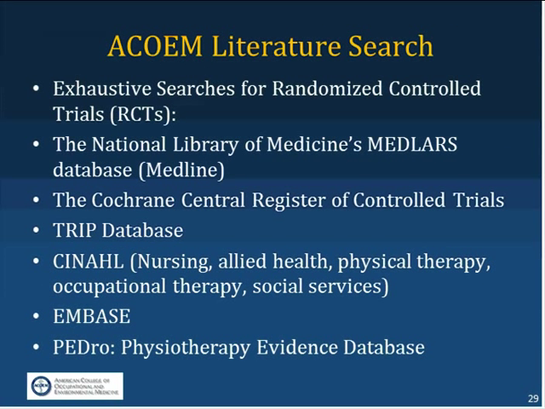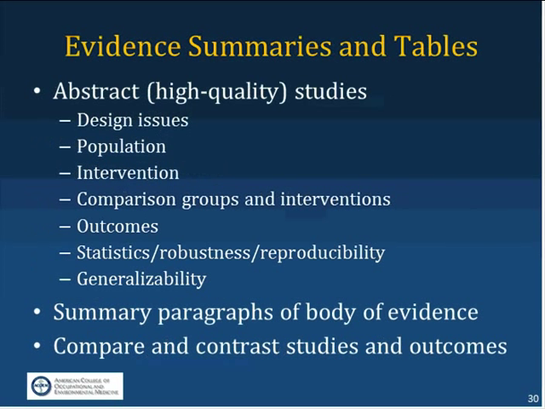The ACOEM literature searches, which are done in Chicago and Salt Lake City, are exhaustive searches mostly for randomized controlled trials for treatment. Not just the Library of Medicine or Medline or PubMed, but a lot of these other databases, and there's several others that we use sometimes as well. The researchers will create abstracts and summary tables of each study so that the panel can see what's going on there and the methodologist can make sure they did their job right. Then they generate summary paragraphs about the body of evidence discussing how the outcomes compare or differ.